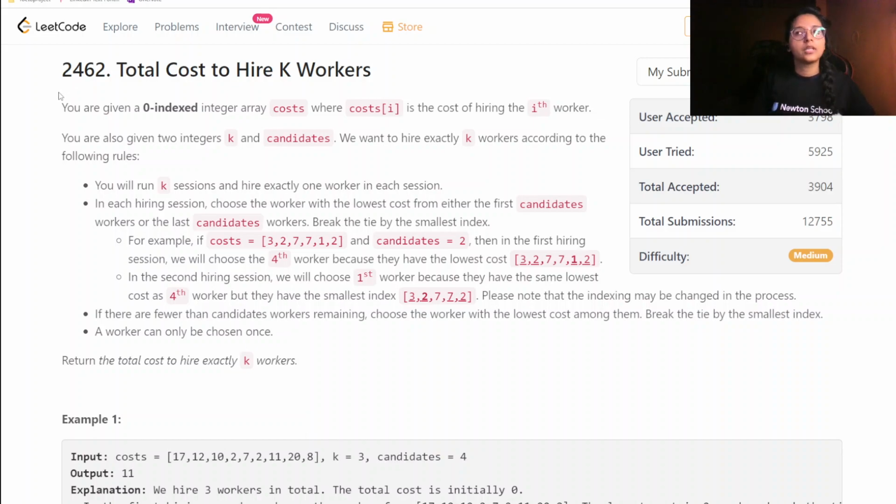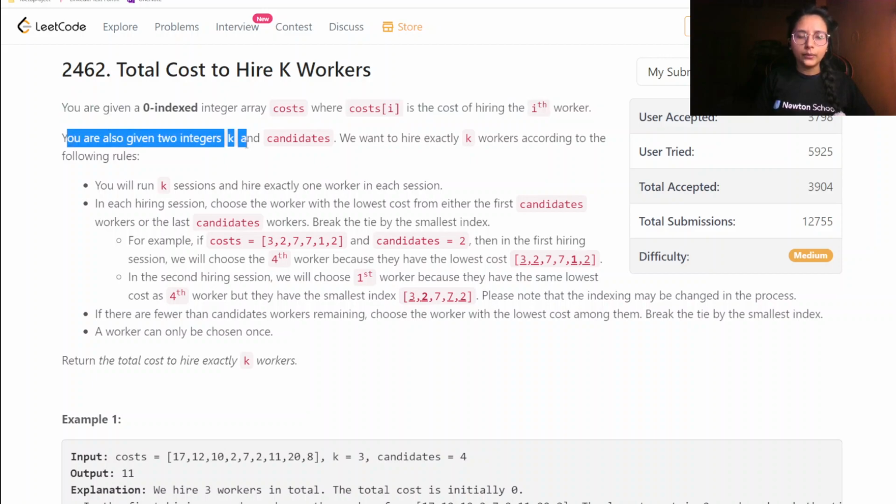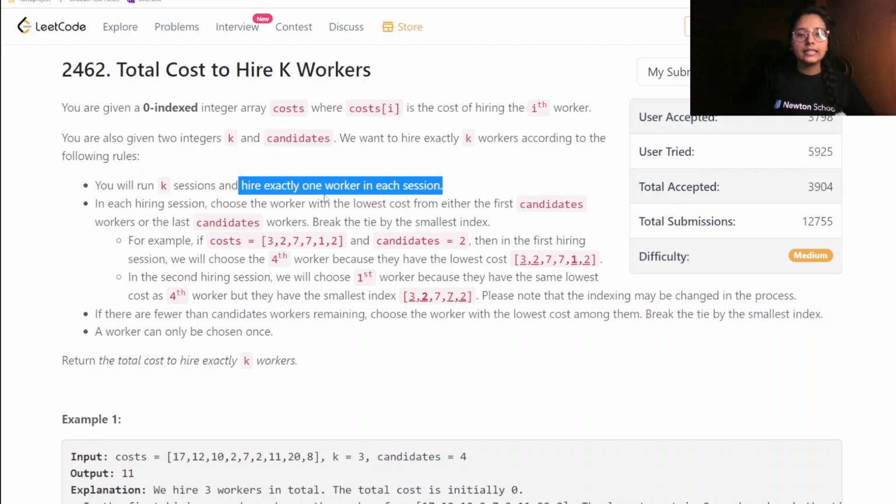Now here we are given a zero-indexed integer array cost, where cost[i] is the cost of hiring the ith worker. You are also given two integers k and candidates. We want to hire exactly k workers according to the following rules. The first rule here is that you will run k sessions and hire exactly one worker in each session.